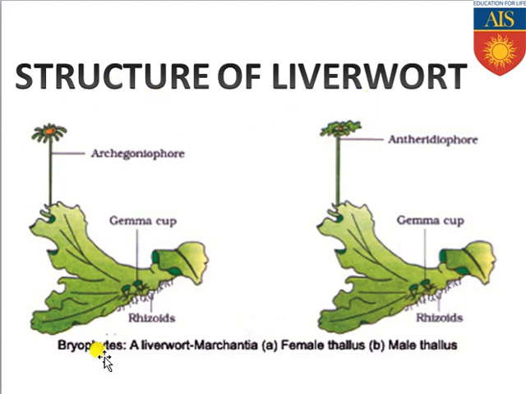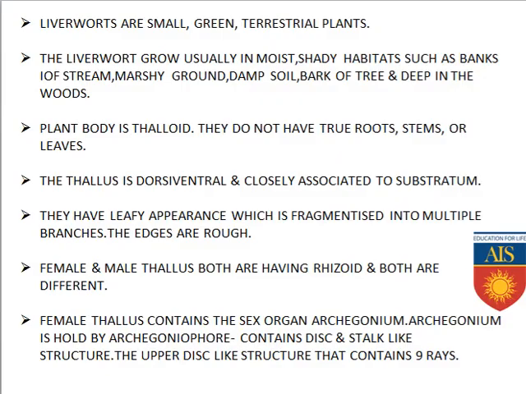You can see here the entire structure of the liverwort. This is the female thallus and this is the male thallus, and the liverwort is actually Marchantia. Marchantia is the example of the liverwort. So let's see the structure found in the liverwort. Liverworts are commonly small green terrestrial plant species. They are commonly found in terrestrial habitats. They will not be present in aquatic habitats.